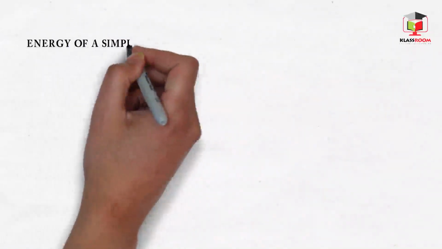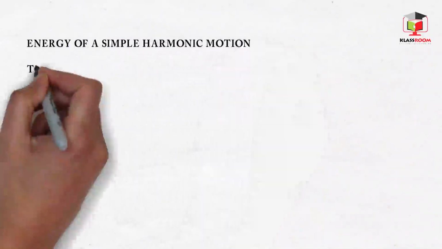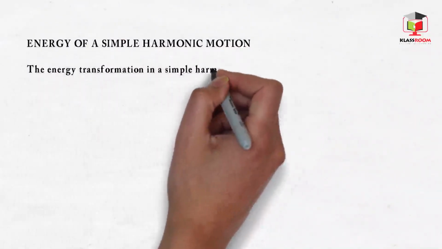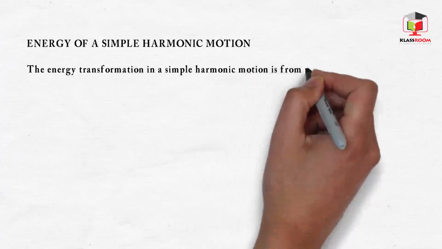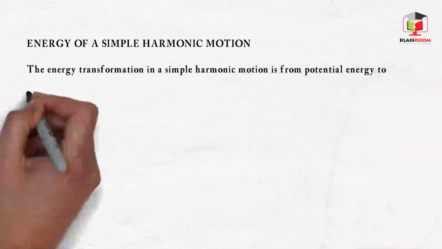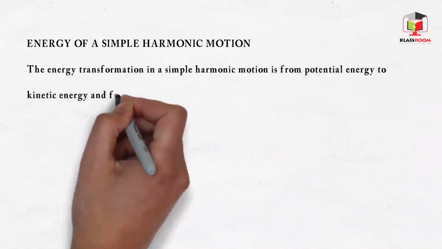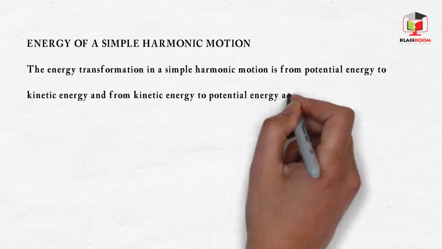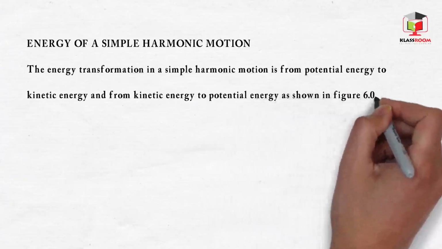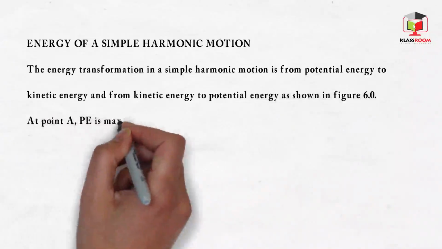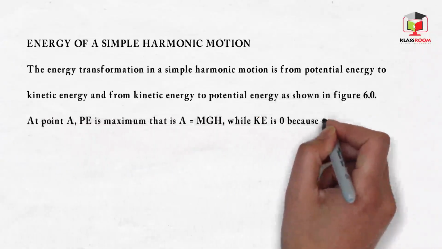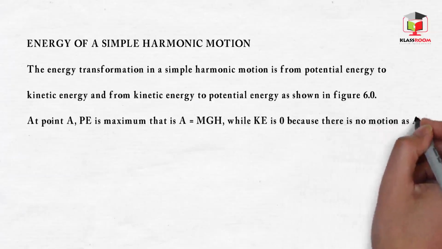Energy of a simple harmonic motion. The energy transformation in a simple harmonic motion is from potential energy to kinetic energy, and from kinetic energy to potential energy, as shown in figure 6.0. At point A, PE is maximum, that is equal to mgh, while KE is 0 because there is no motion at A. At O, h is equal to 0, and PE is equal to 0, then KE is maximum, which is half mv squared.